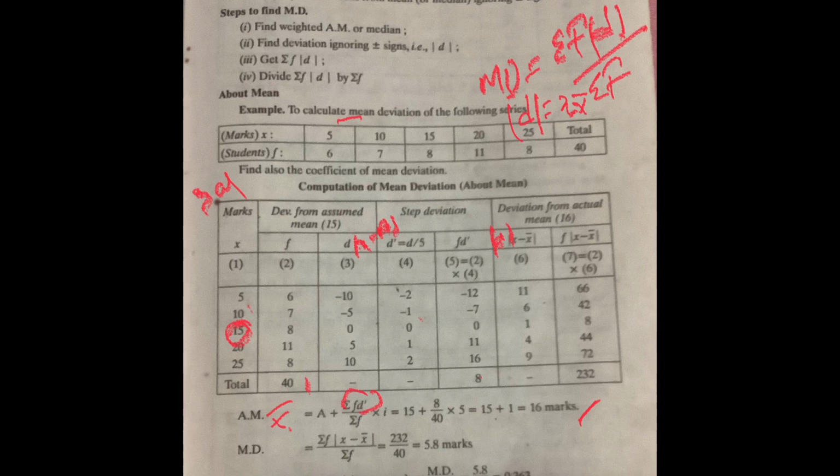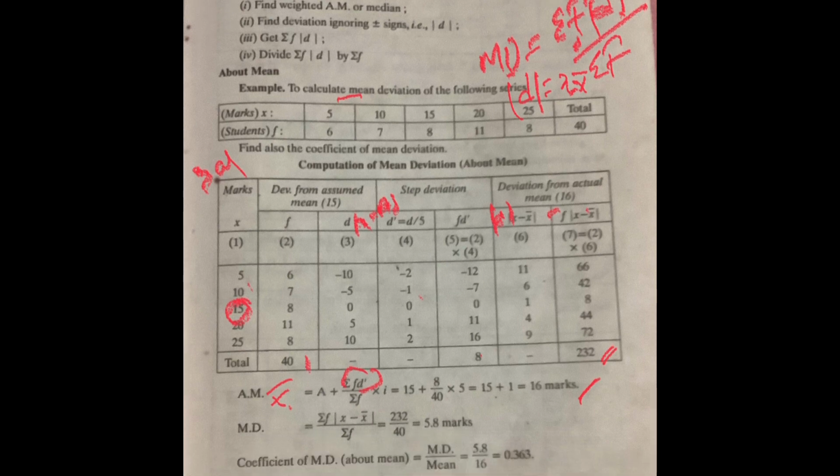Your formula requires f into d modulus. D modulus is this. So d modulus is x minus x bar. So f into d modulus, you simply have to find, what is f? 6 into d modulus 11, 66. 7 into 6, 42. Likewise you can find f d modulus, then you can total here also, it will be 232.